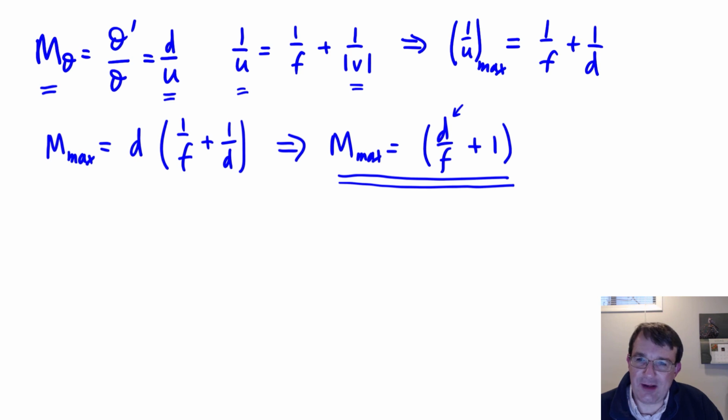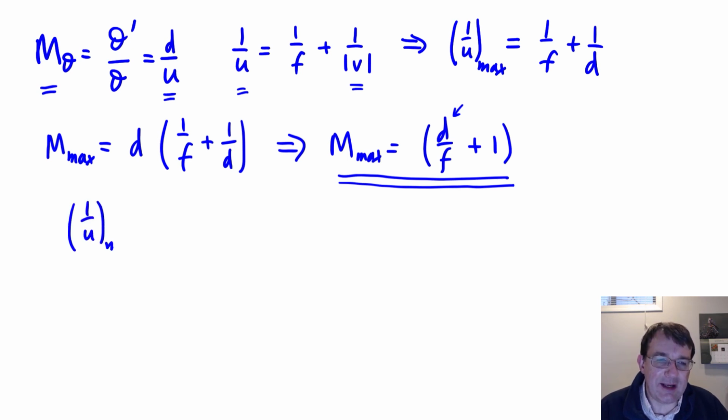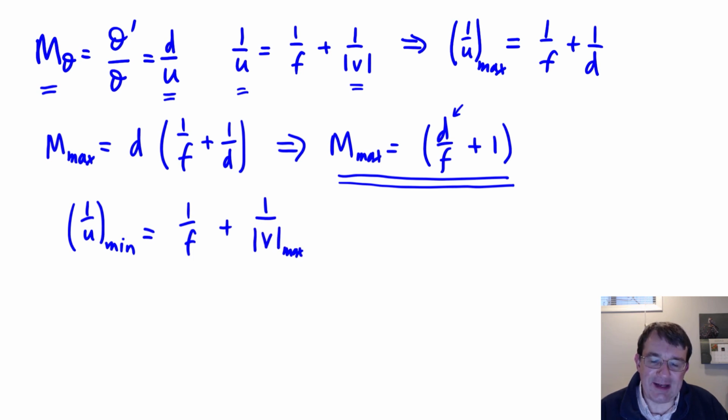Well, what about our minimum magnification? If we want to get our minimum magnification, then we want 1 over U to be a minimum, and so that is going to be where we have 1 over F plus 1 over, and then again it's the modulus of V, but we want the maximum value now for V. So what is the maximum value for V?